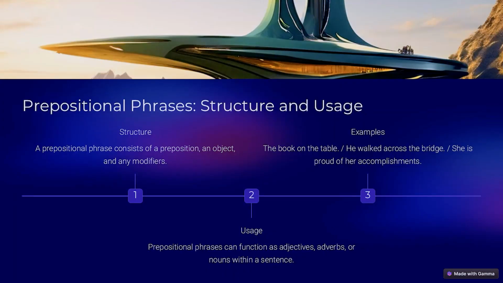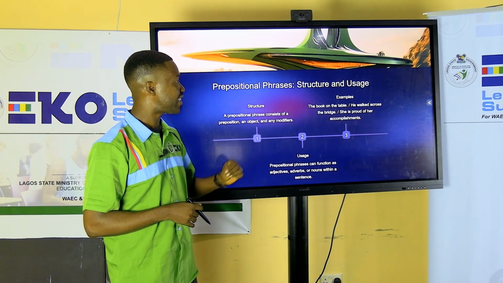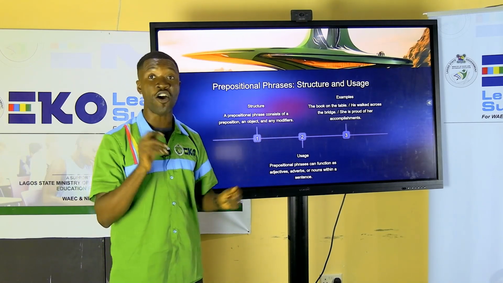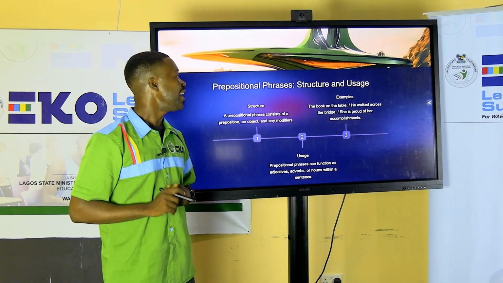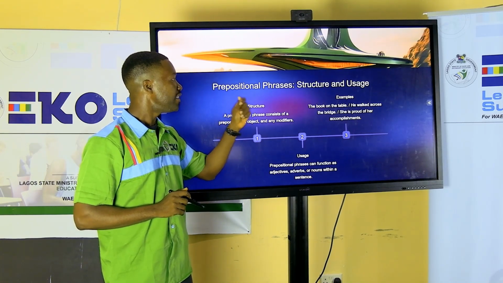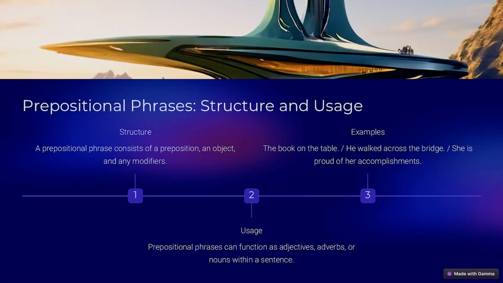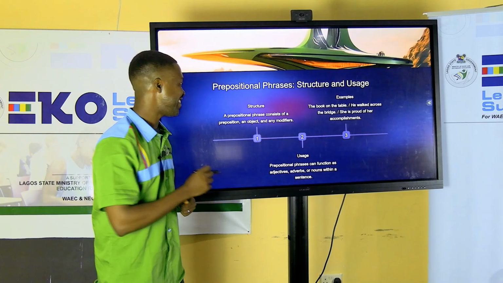He walked across the bridge. She's proud of her accomplishments. The prepositional phrases in these three sentences: the first one we have on the table, the second we have across the bridge, and thirdly, we have of her accomplishments. You need to note that each of these prepositional phrases must start with a preposition. The usage: they can function as adjectives, adverbs, or nouns within a sentence.